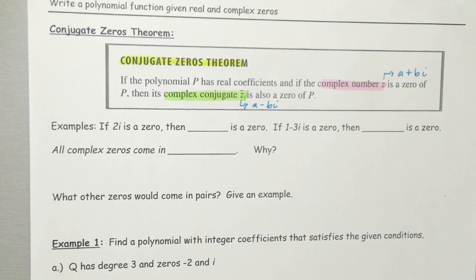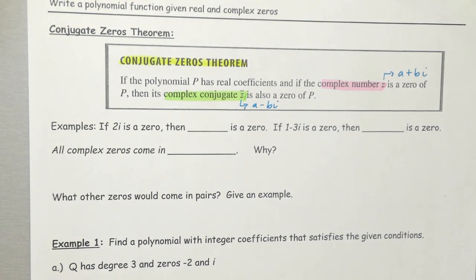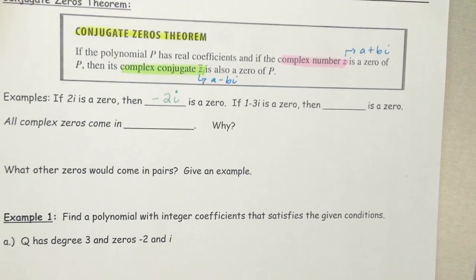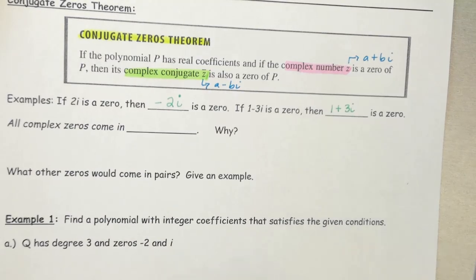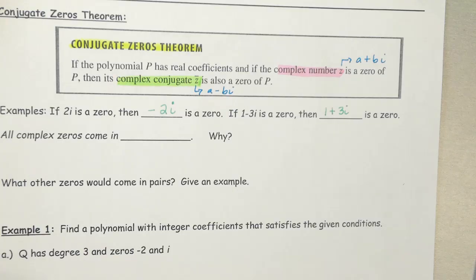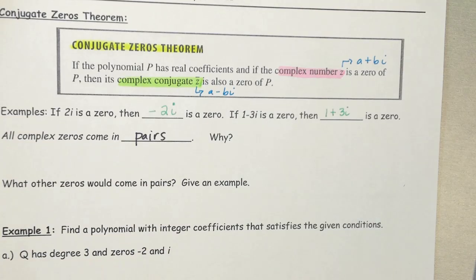So this does relate to what we were doing yesterday where we were multiplying by conjugates to simplify the denominator. If 2i is a zero, what I wanted you to fill in is that negative 2i would be a zero. And if 1 minus 3i is a zero, then 1 plus 3i is a zero. Now all of these complex zeros are going to come in pairs, because there's 2i, then it's negative 2i. Let's think about why that is.